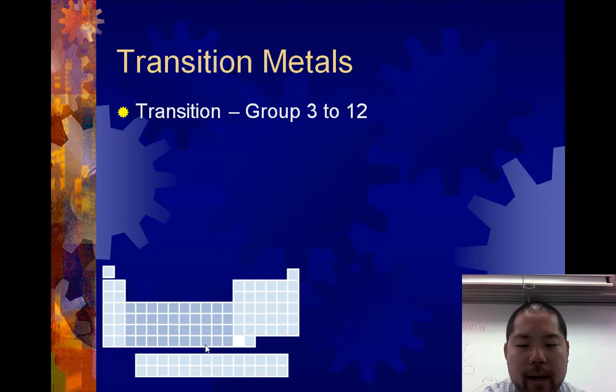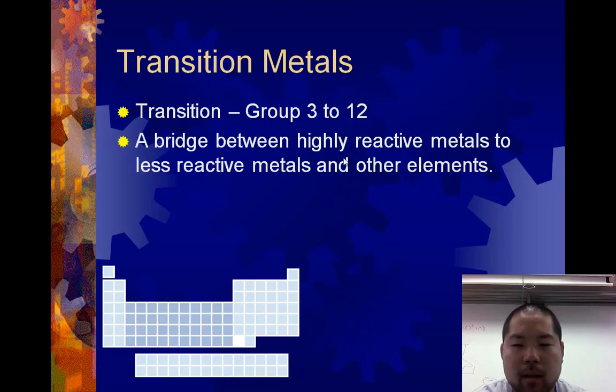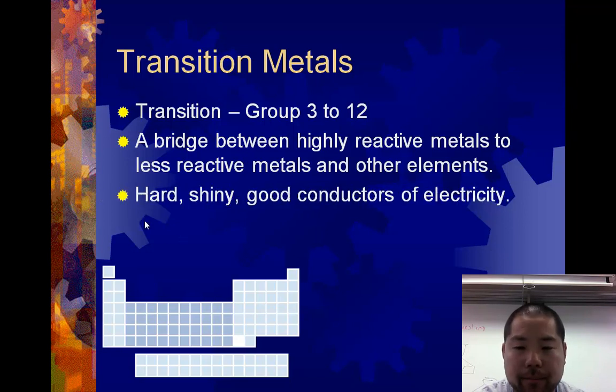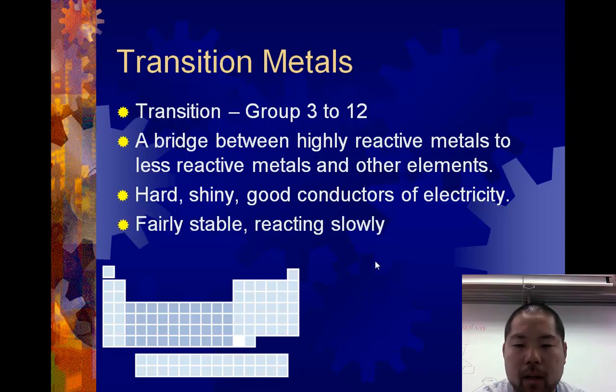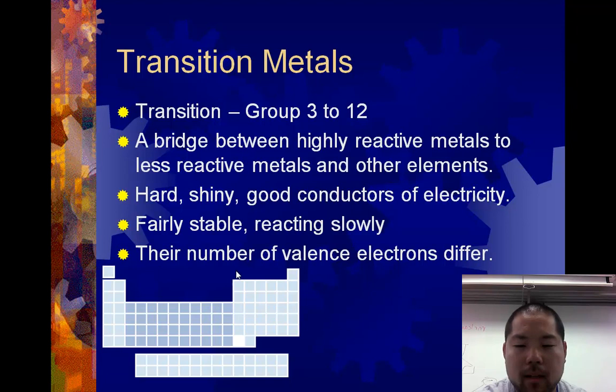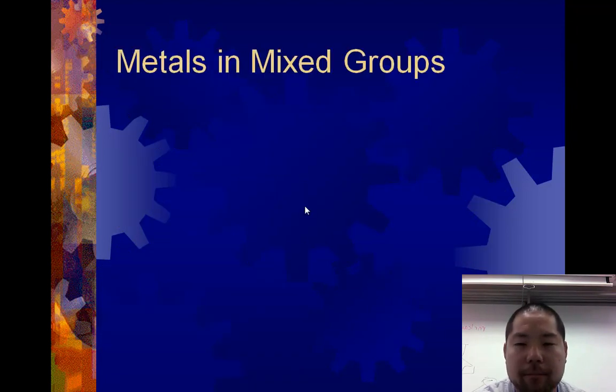Also, we ignore this pattern for this middle section. They're a bridge between the highly reactive metals on the left side and the less reactive metals on the right side. So the reactivity goes down as you go from left to right of the periodic table for the metals. They're hard, shiny with luster, good conductors of electricity, and they're pretty stable, especially compared to the other metals on the left side. Their number of valence electrons differ. That's what we talked about here. There's no set pattern.